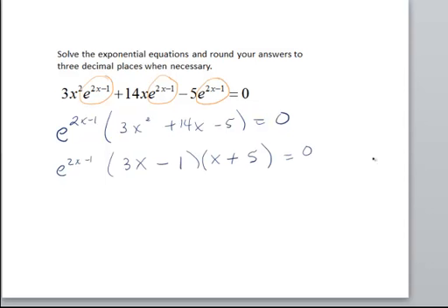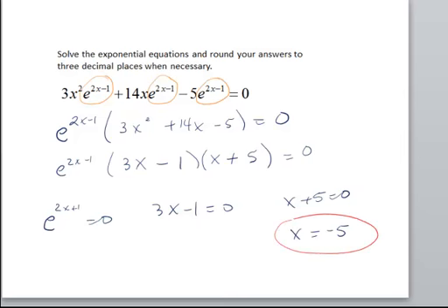Okay, once we reach this point, solving by factoring says the only way this is going to equal 0 is if one of these factors equals 0. So set each one of these equal to 0 and solve it. So e to the 2x minus 1 equals 0, 3x minus 1 equals 0, and x plus 5 is equal to 0. Let me start with this one here because it's the easiest. Subtracting 5 from each side, we end up with x is equal to a negative 5. So there's one solution.